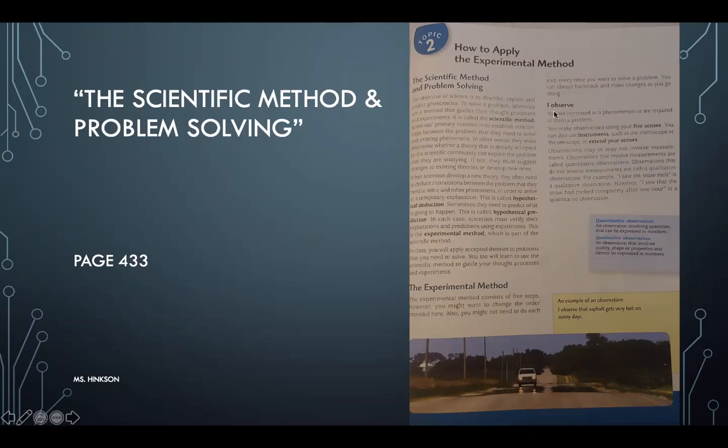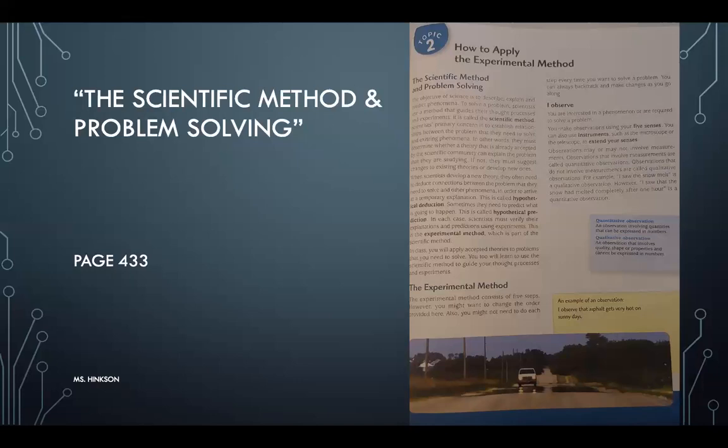Step number 1 is I observe. You are interested in a phenomenon or required to solve a problem. You make observations using your 5 senses. Can you guys name those 5 senses? You can also use instruments such as the microscope or telescope to extend your senses. Observations may or may not involve measurements.